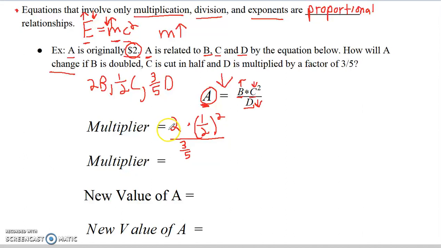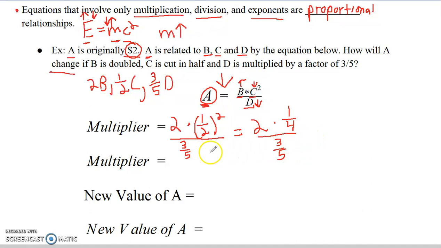So again, this is the multiplier. The original value of A is going to be multiplied by this value. But to figure out what it is, we've got to simplify a little bit. So 2 times a half squared is going to be a 1/4. That's over 3/5 still. At this point, you could do two different things. The first thing is you could plug it into a calculator and just get a decimal, or you could do a little more simplifying to get it out as a fraction. Either one's okay.